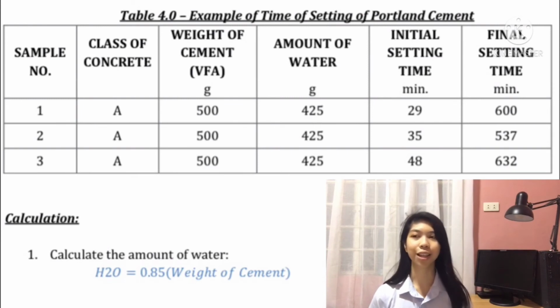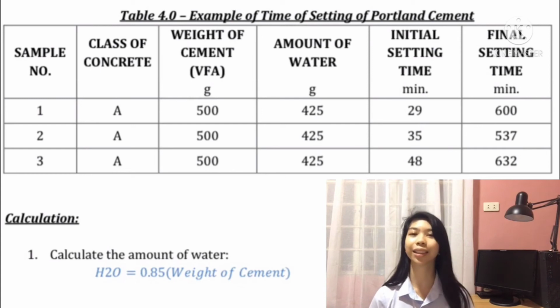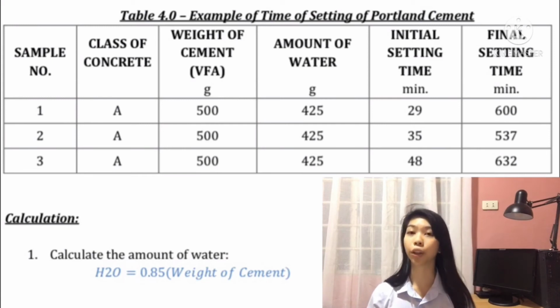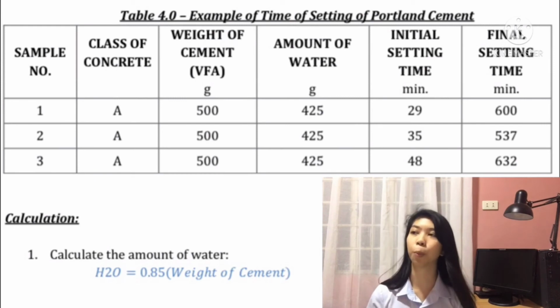In knowing the initial and final setting time, we will also need a stopwatch and a VCAT apparatus. So we can see that to compute for water, H2O, is equal to 0.85 of the weight of the cement.